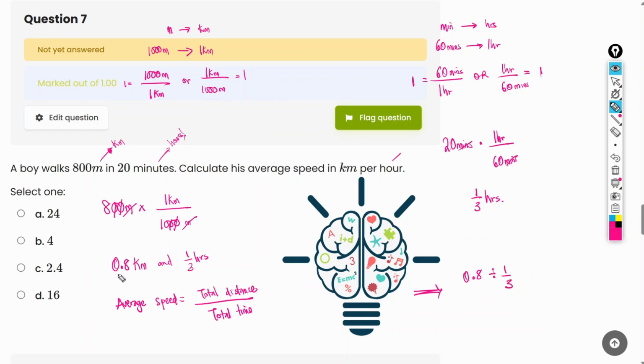So I'm doing 0.8 kilometers per hour divided by 1 over 3, that will give me 0.8 times 3 over 1, which is 2.4. So the answer is 2.4 kilometers per hour. That option is option C, 2.4 kilometers per hour.